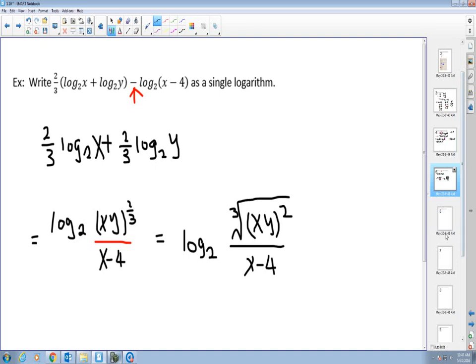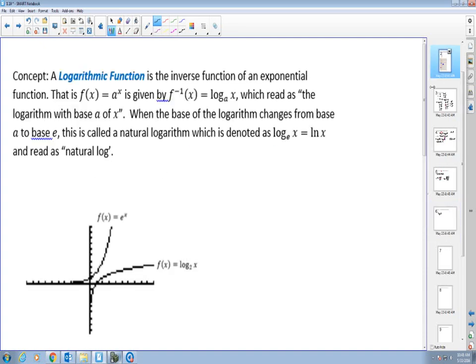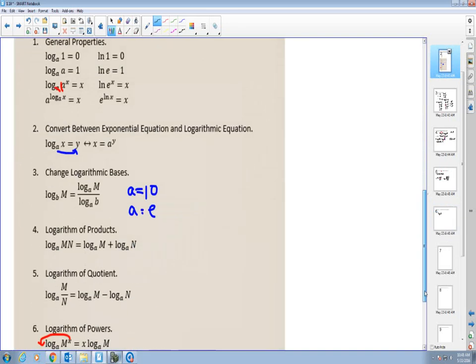Now let me show you one example where I cannot make the base the same. Evaluate log with the base 5 of 13. Now earlier, for a problem like this one, I would write it equal to y, move the base to the other side, and then try to make the bases the same. But for this example, there's no way I can make base 5 and 13 into the same base. So when we run into a problem like this, we're going to use another property. It's called the change of base property.